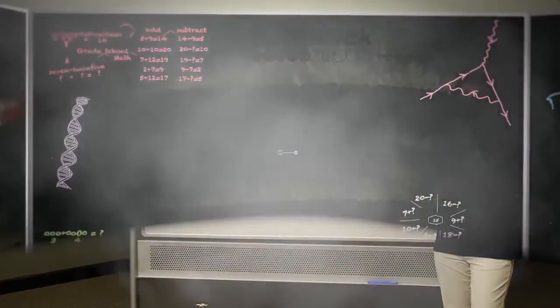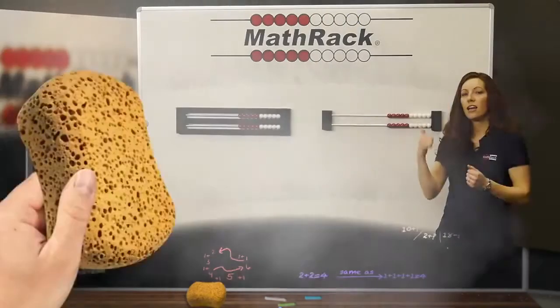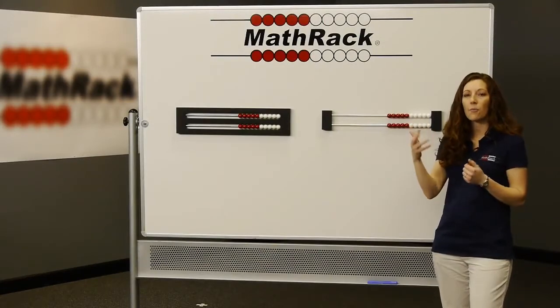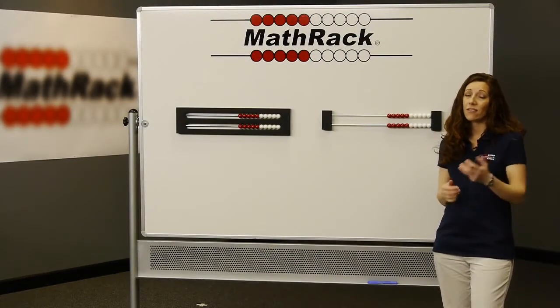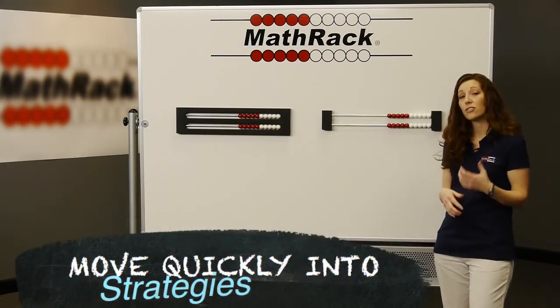So if we're doing 15 minus 9, kids have to think in their mind, I've got my 15, I take away 9, and so they sit there and count backwards down 9. It takes forever and it's very error prone for kids. So instead we want to move them quickly into strategies.